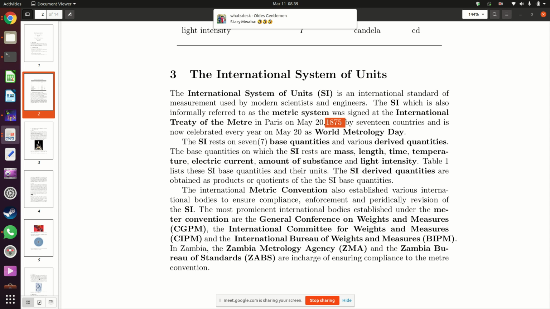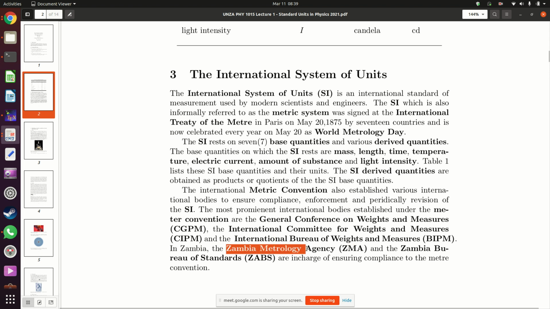And in Zambia, we have established two organizations which I think I'm aware of, that do stuff which has to do with measurements and also make sure standards are being followed. The first one is what's known as the Zambia Metrology Agency, ZMA, and the other one is the Zambia Bureau of Standards.